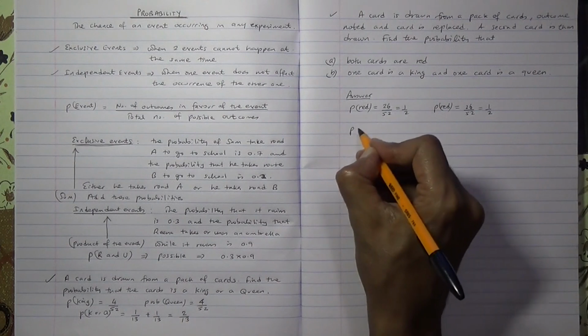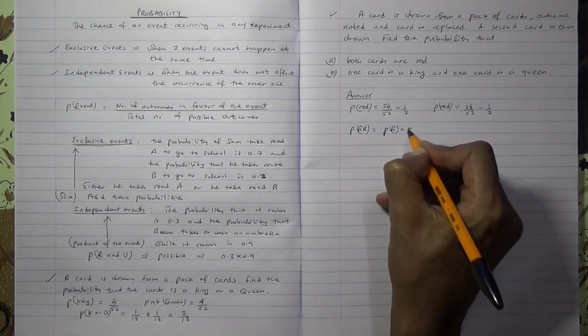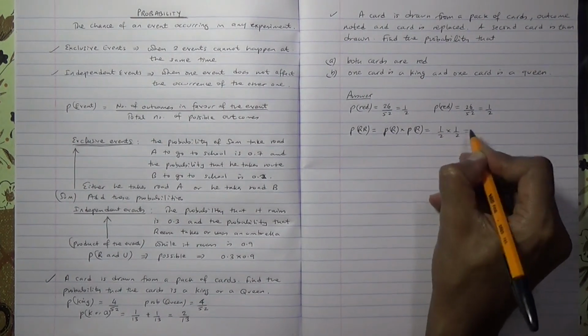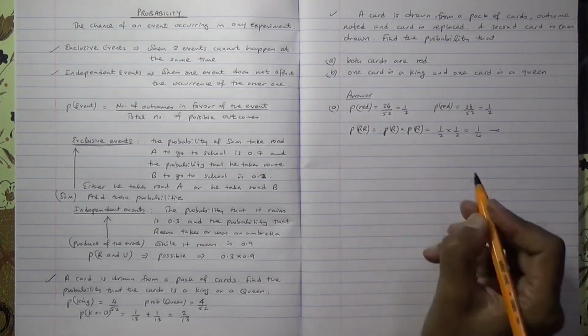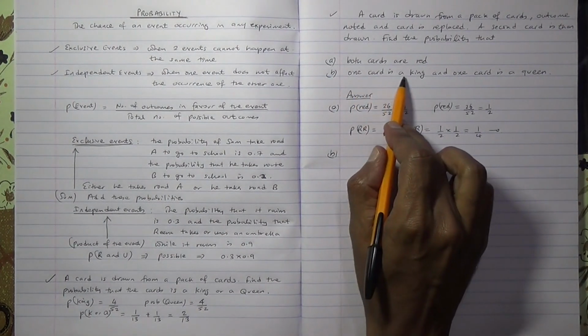So the probability of drawing both cards red is probability of red times the probability of red, because both events are possible. So we've got then a half times a half, which is a quarter. First part done. Now for the second part, one card is drawn.